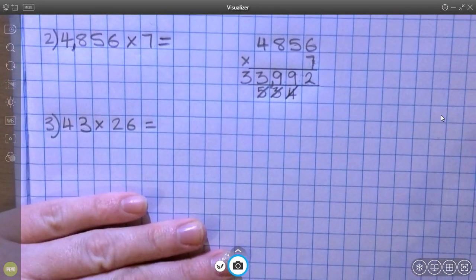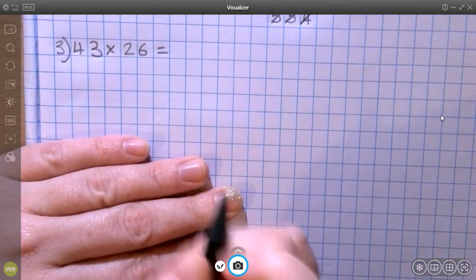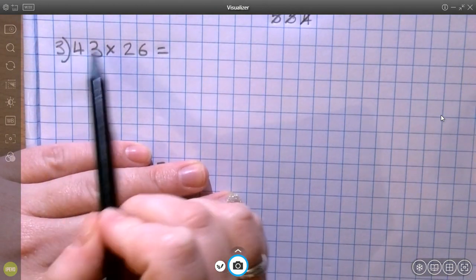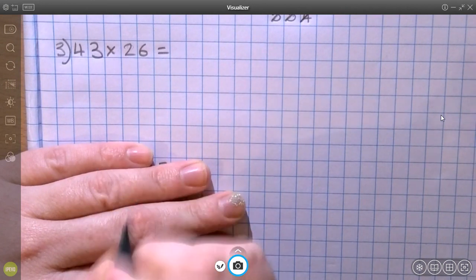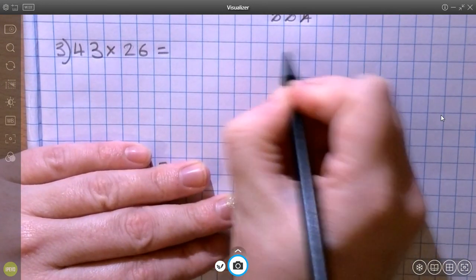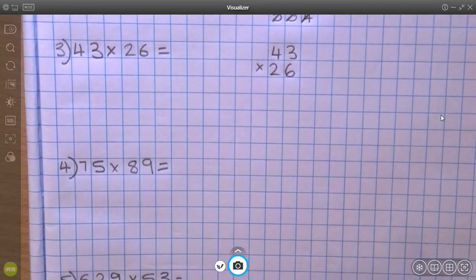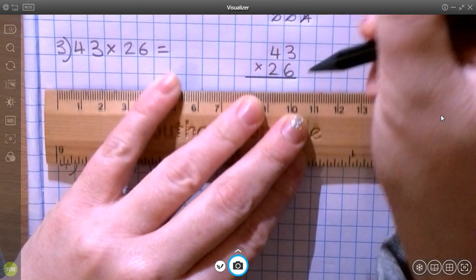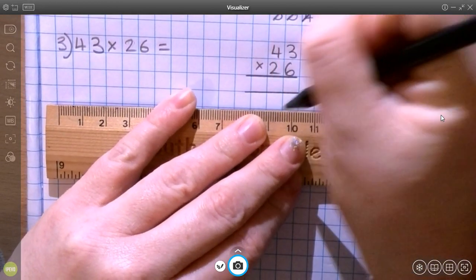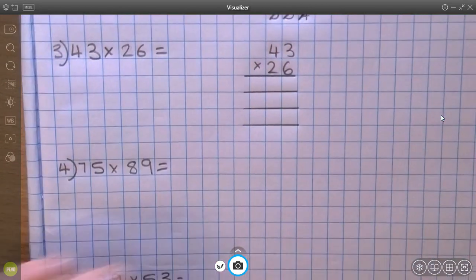So I'm going to start with a 2 by 2 digit number. Now this is where we really need to listen when we're multiplying our 2 digit number. So same as before, I need to put this into a column method. So 43 multiplied by 26, and this time I'm not going to draw 2 lines, I'm going to draw 4 lines because I'm going to have a lot of answers to work out. So I'm going to draw 4 lines ready.